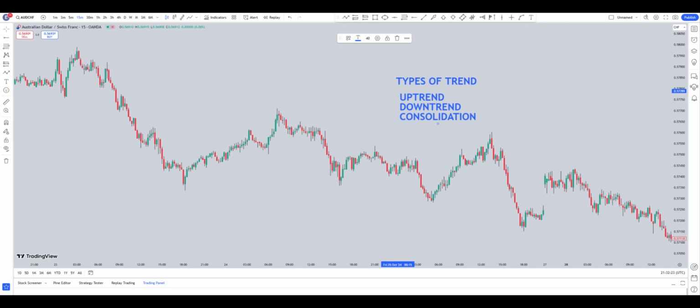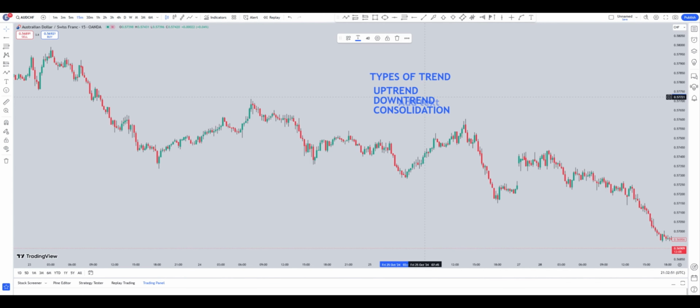So today we'll be discussing what the trend is and the different types of trend in the financial market. In the financial market, we have what we call trend, and trend simply means the direction of the market. The direction of the market can either be upward or downward, and it can also be in a consolidation state. Consolidation in the sense that it is ranging, not moving up or down. So let's start with the first one, which is the uptrend.